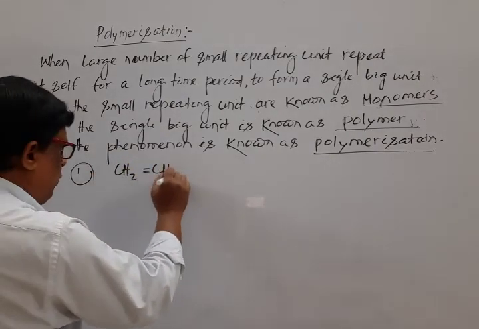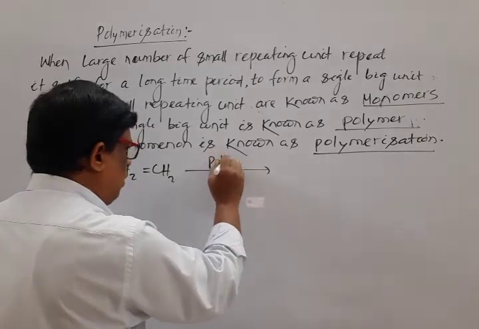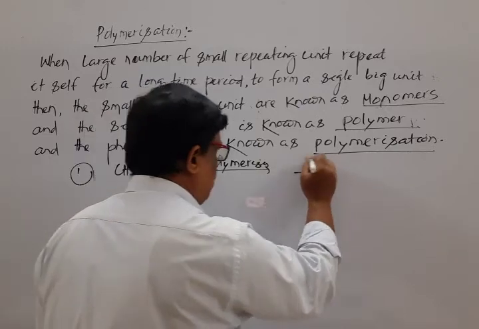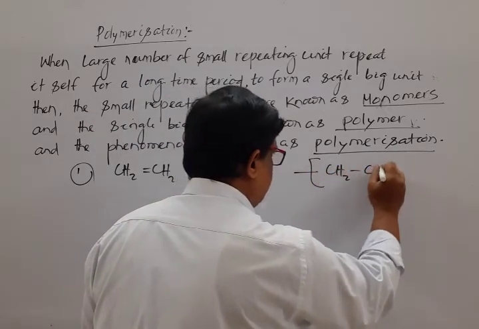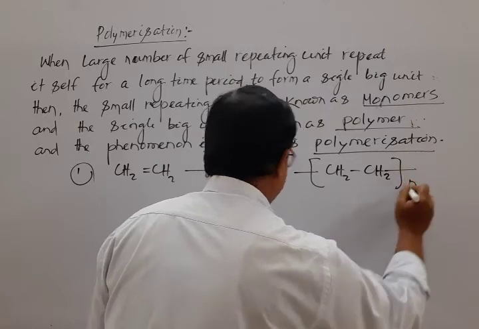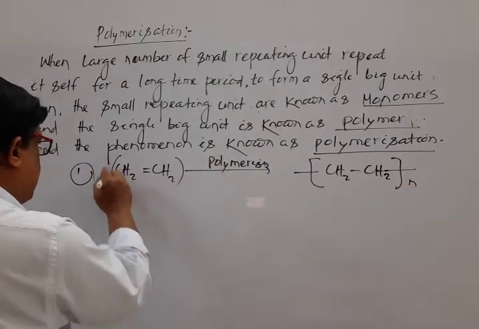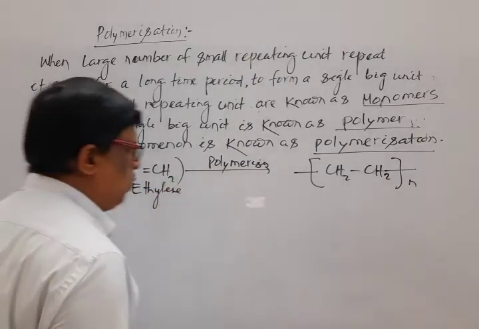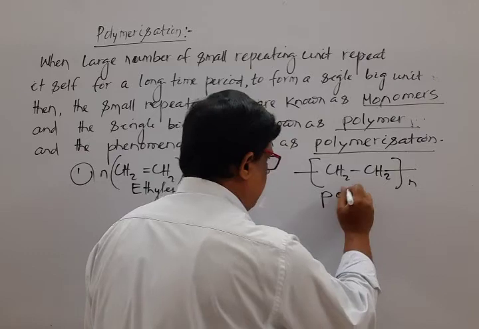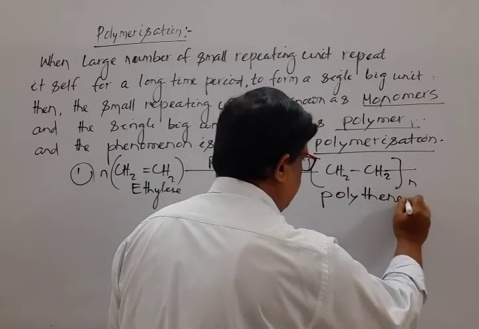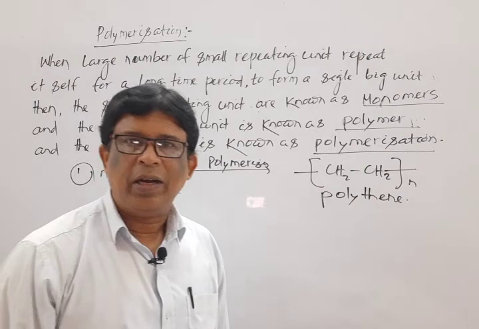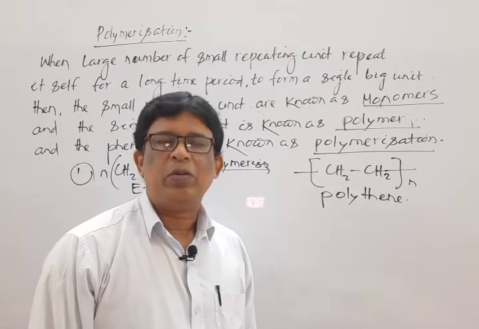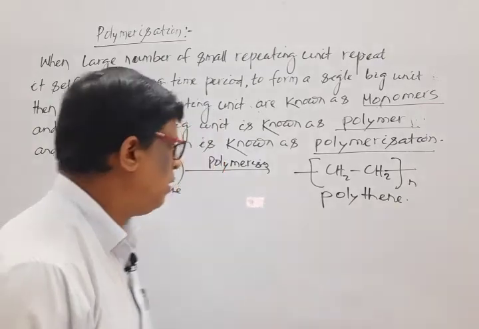For example, when n number of ethylene polymerizes to form polyethylene or polyethene, we know in our day-to-day life it is used for packing material, yes or no? And also used as an insulator. Okay. Next one.